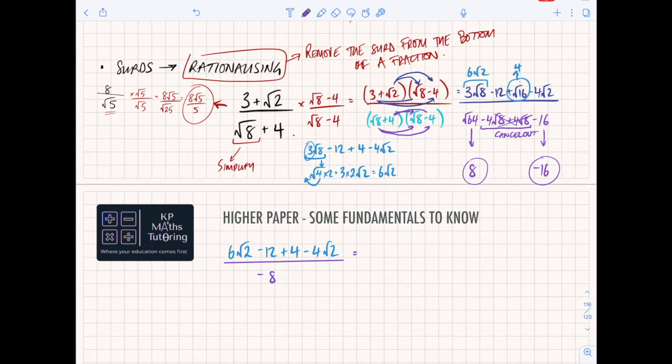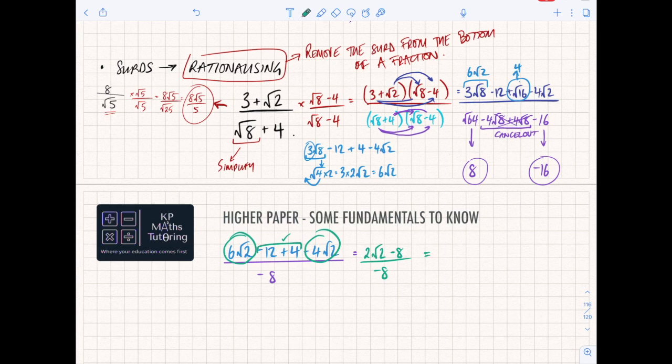Let's tidy that up. So if we then go back to the top, minus 12 plus 4 gives me minus 8, so that's quite easy to work out. And then we've got 6 root 2 minus 4 root 2, so we end up having a 2 root 2, okay? So it's basically like doing 6x minus 4x, okay? So minus 12 plus 4 was a minus 8, so that's that bit done. 6 root 2 minus 4 root 2, perfect. And then this is all over minus 8 at the moment.